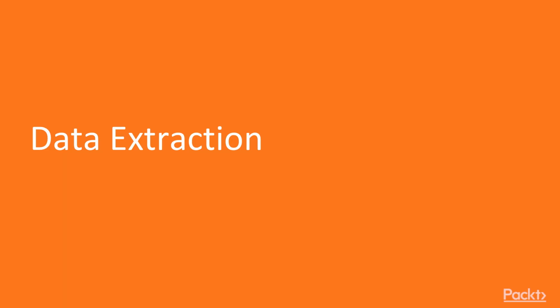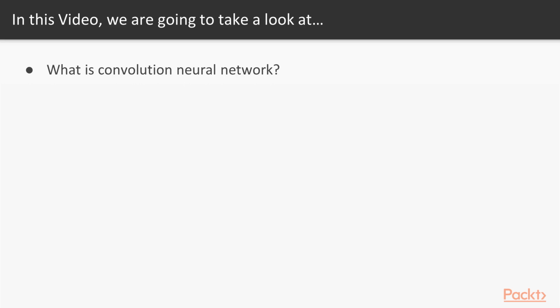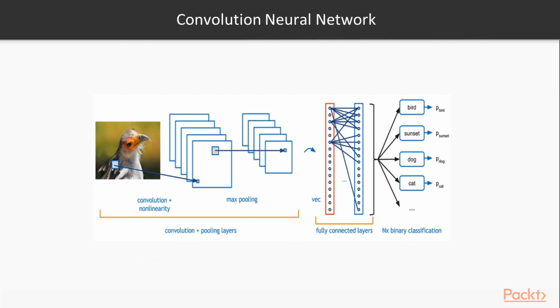In this video, we are going to take a look at what is a convolution neural network and how to extract quality features from the dataset. In general, a convolution neural network looks like below. So these convolution layers are used to extract quality features of data from the dataset.